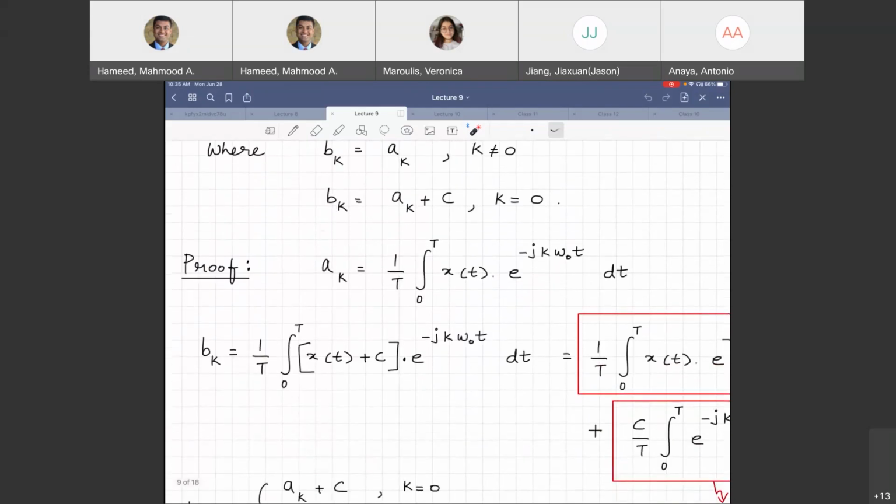How do you prove it? Let's start with the formula for A sub k. This is the exponential Fourier series coefficient. Integration over one time period, 1 over T, integration over one time period, x of t e to the minus j k omega naught t dt.